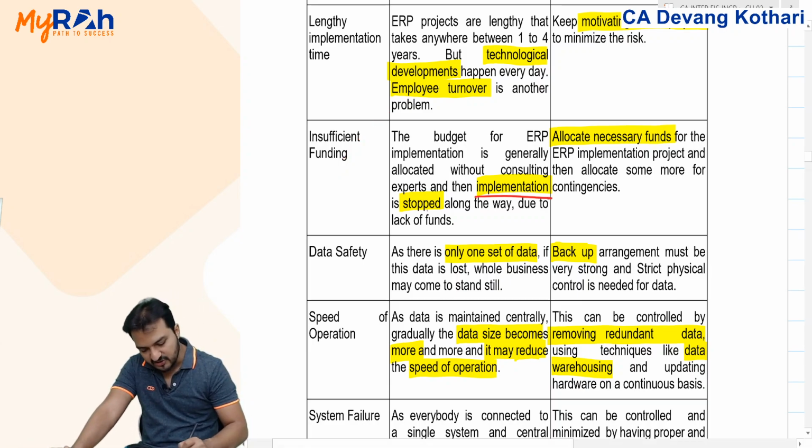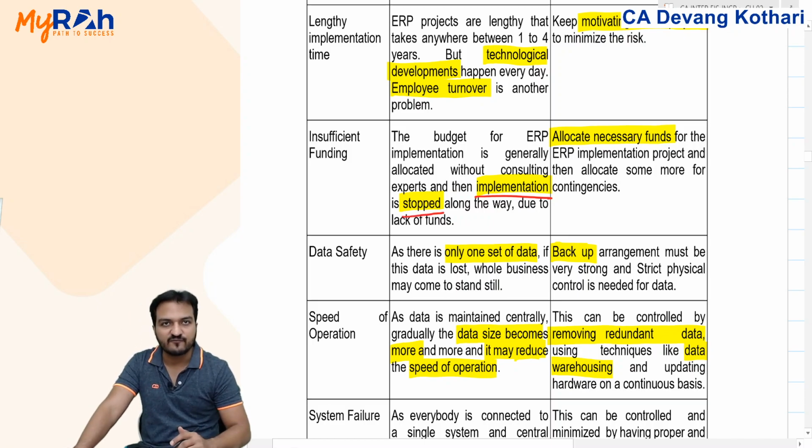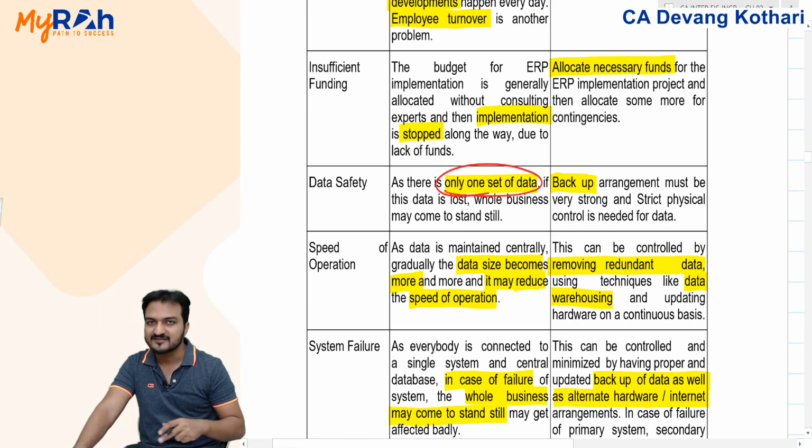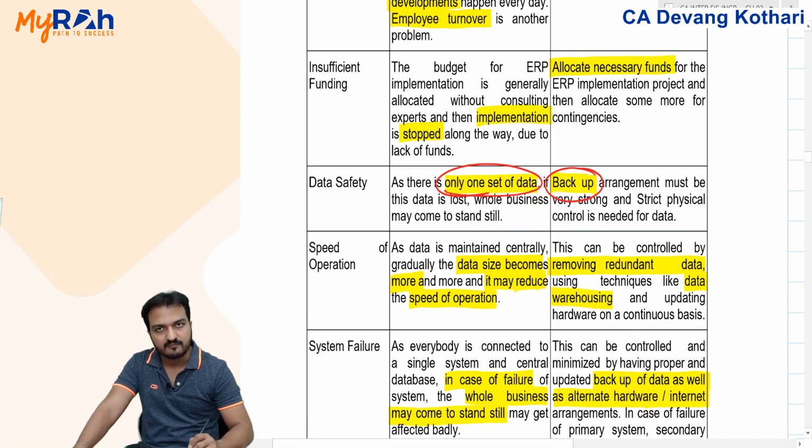Then implementation might have to be stopped because you don't have enough funding there. Data safety. There is risk that there is only one set of data because everything is centralized. Well, to solve that problem, you should have a backup kept.